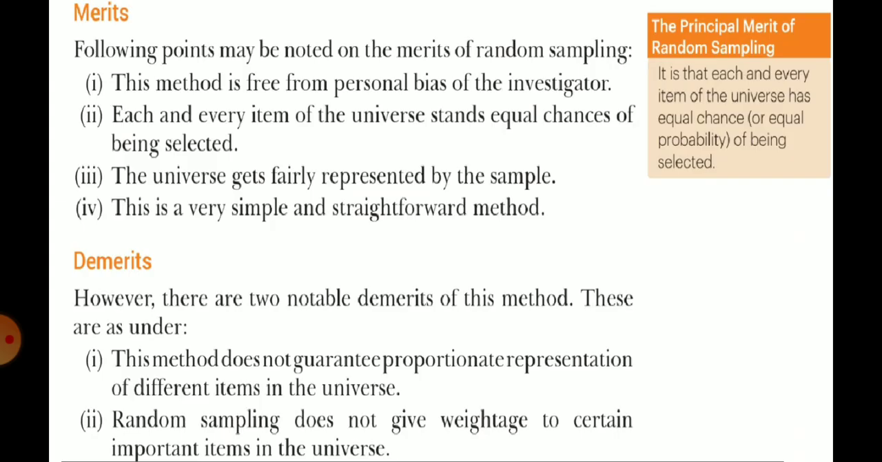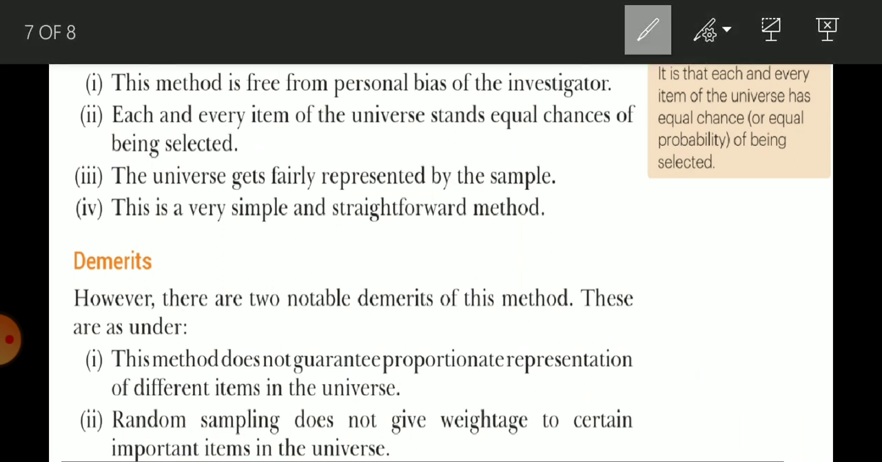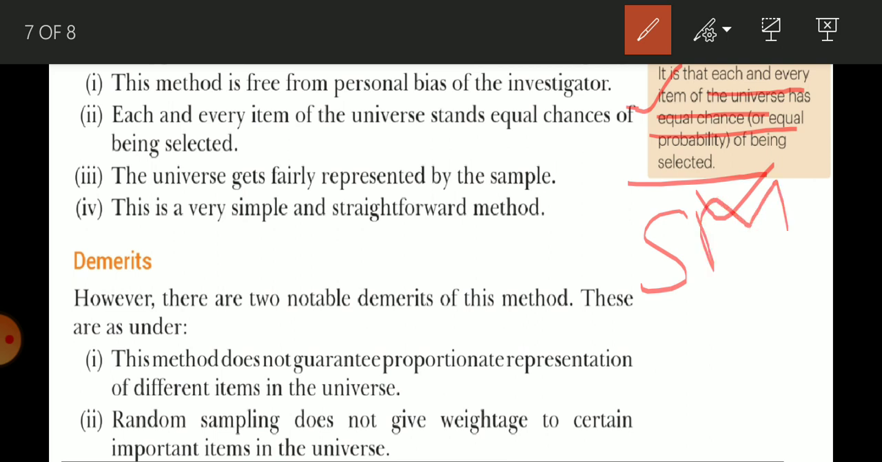Now what are the merits of this method? This is your keyword that I had told: the method in which each and every item of the universe has an equal chance of being selected is considered a random sampling method. What are the merits of this method? First is it is free from personal bias. If the investigator is not biased himself or herself, there is no possibility of bias. Now one more very important feature of this method: each and every item gets an equal chance of being selected.